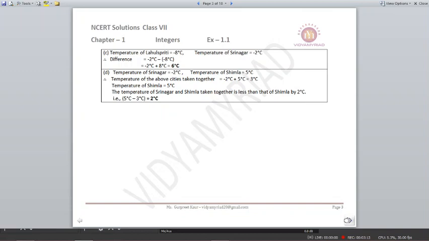So temperature of Shimla is given as 5 degrees. So this temperature of Srinagar and Shimla taken together is less than that of Shimla by 2 degrees Celsius, because Shimla temperature is 5. When taken together it comes to 3. So the difference between them is 2. So it is less.